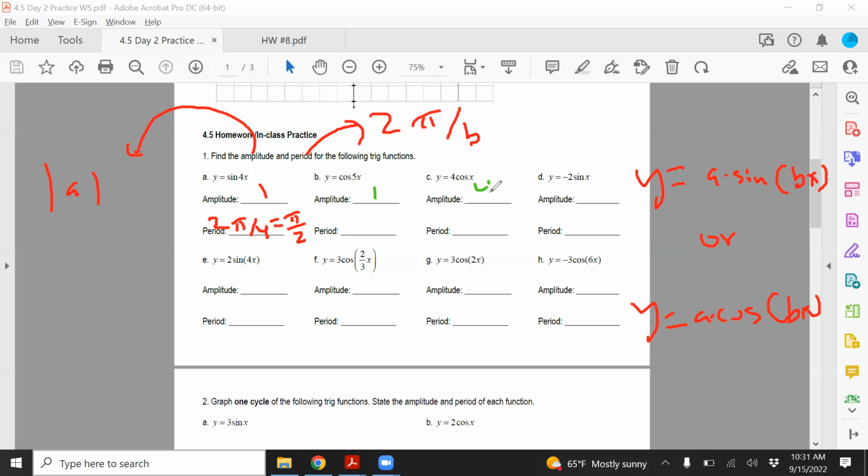So 1, 4. By the way, if A is negative, you don't report the amplitude as negative. Always report the amplitude as a positive value. Even though the negative would indicate a flip, you should do that, which I forgot to do in example 1. But always report A as positive, just so you know.